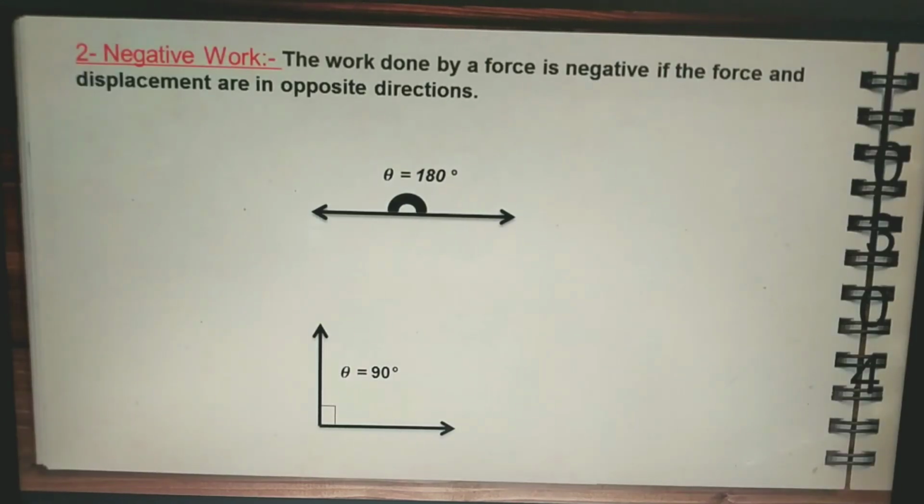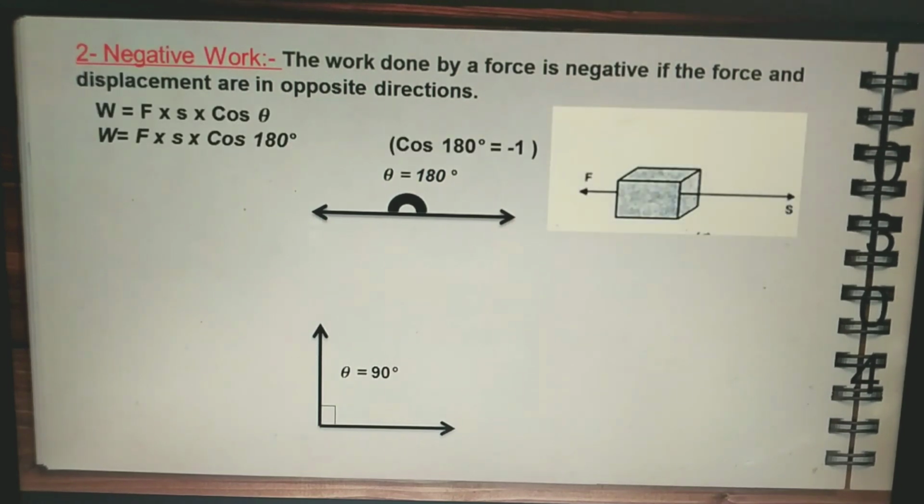Second is the negative work done. The work done by a force is negative if the force and the displacement are in opposite directions. जब force and displacement दोनों opposite direction में हो, then we will say that work done by the body is negative. You can see in this diagram force and displacement both are in opposite directions, and mathematically it can be represented as Fs cos theta.